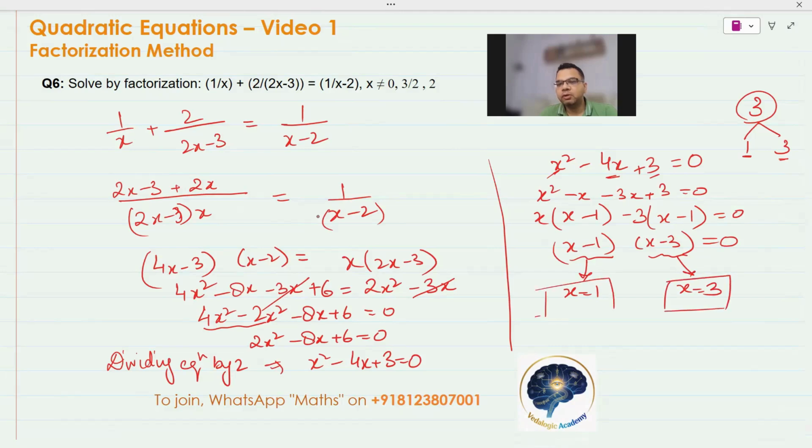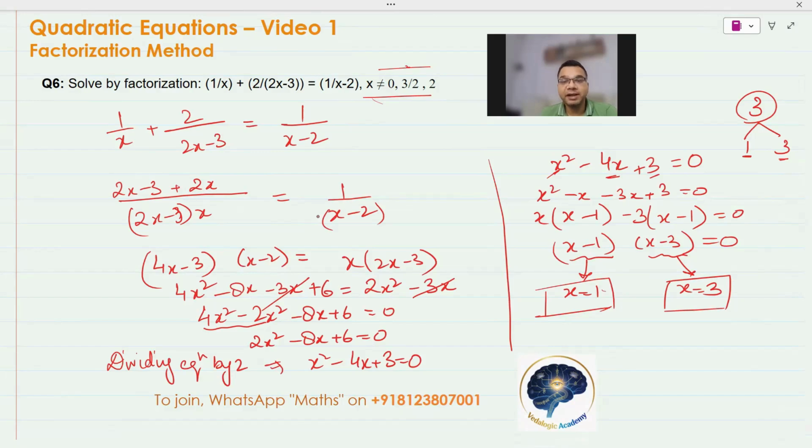So we have found two values of x, but let's check what is given in the question. The question says x is not equal to 0, so we don't have 0 in the answer. That's fine. It's not equal to 3 by 2, right? So here also we don't have 3 by 2 in the answer, and we don't have 2 as well. So this is all true. So these are the two values of x for which this equation is true. I think the question is clear. We have found the answer as well. I hope that is also clear.